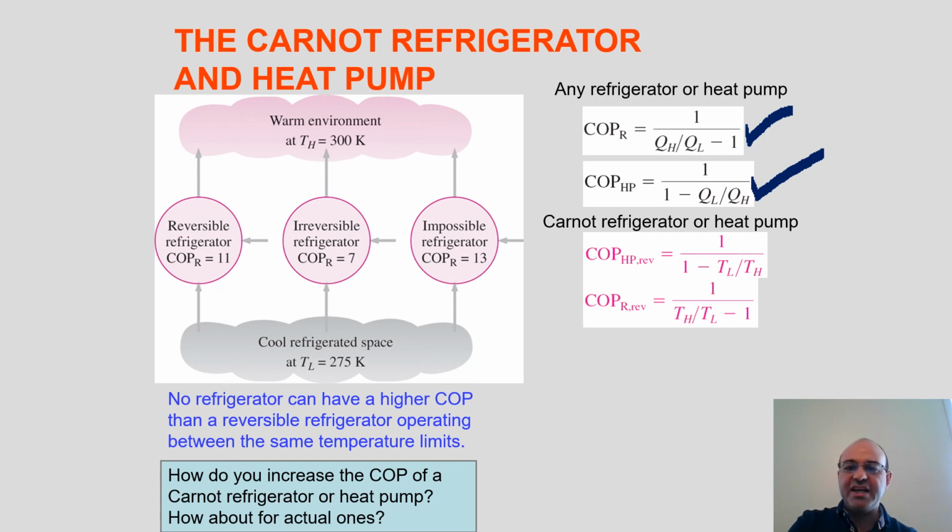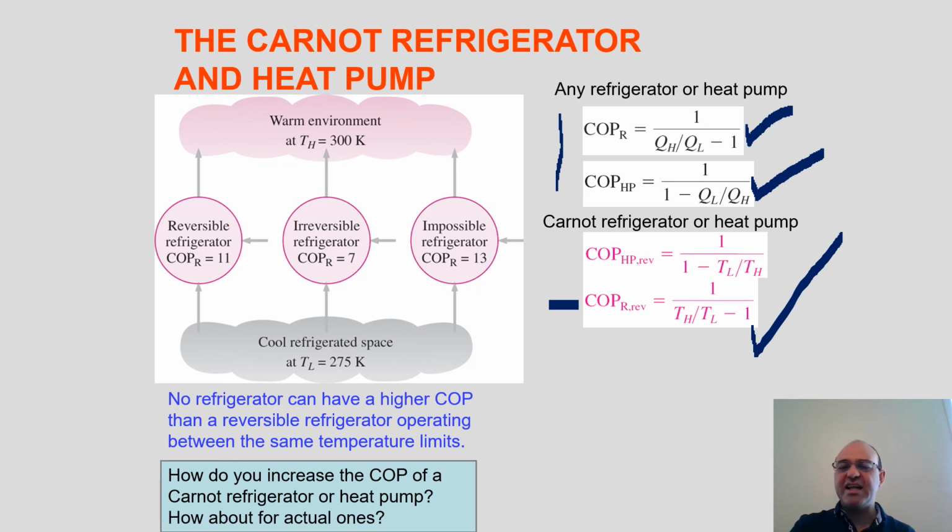So this is general. This is any refrigerator or any heat pump. If we deal with an ideal refrigerator and ideal heat pump, which follow the reverse Carnot cycle, then we can replace QH over QL by TH over TL, or we can replace QL over QH by TL over TH. As a result, we end up with these final equations for the COP maximum, the limit of a reversible heat pump and a reversible refrigerator. That's the theoretical limit. It means that we cannot construct a refrigerator with a COP higher than the value obtained from this equation based on given TL and TH.